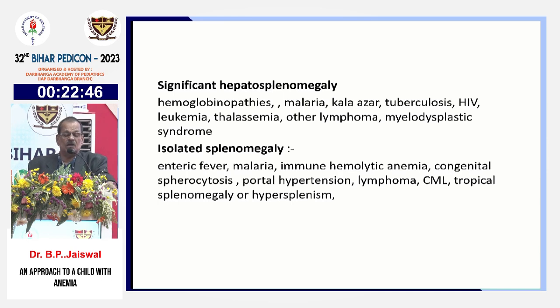Significant hepatosplenomegaly along with anemia, mind you. Then what will you think of? Hemoglobinopathies, malaria, kala-azar, tuberculosis, HIV, leukemia, thalassemia and other lymphoma. Isolated splenomegaly along with anemia, what will you think of? Enteric fever, malaria, immune hemolytic anemia, congenital spherocytosis, portal hypertension, lymphoma, chronic myeloid leukemia, tropical splenomegaly, or hypersplenism.